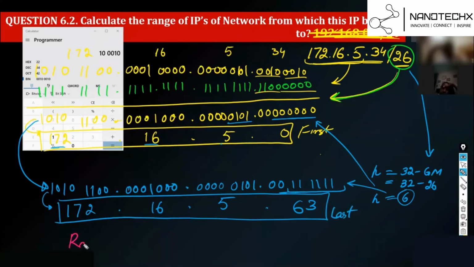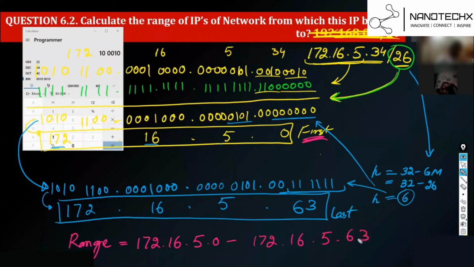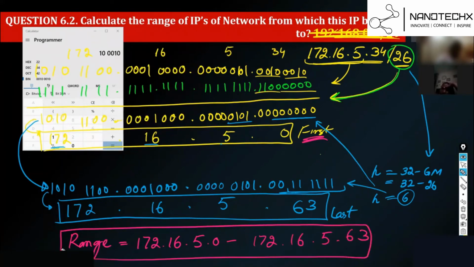So what is the range? The range is the first IP 172.16.5.0, and the last IP address is 172.16.5.63. This is our range. It gives us 64 IP addresses. Also, we can know 2 raised to power 6 is equal to 64, so we could have known this from the start without doing the calculation. So clear, guys? This is our range. This is our answer.